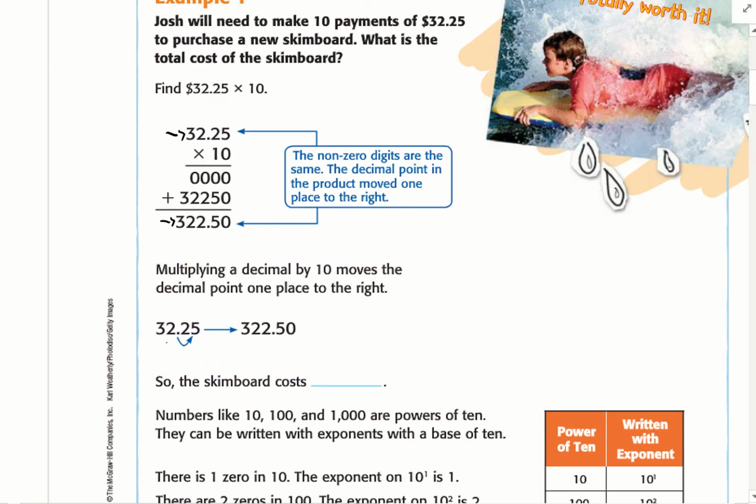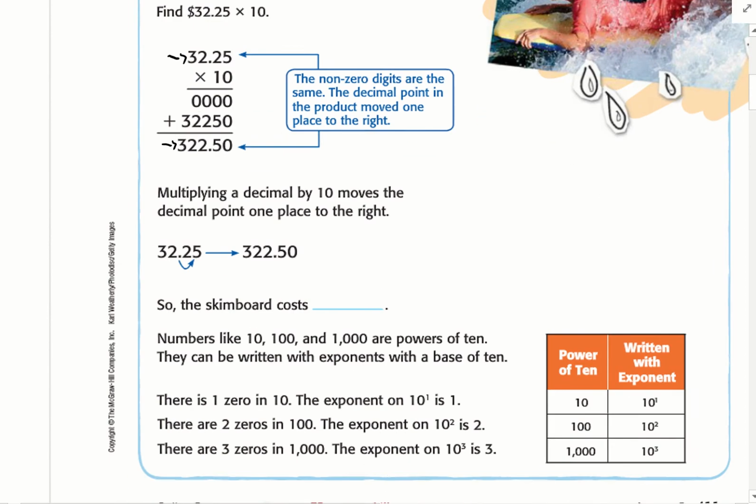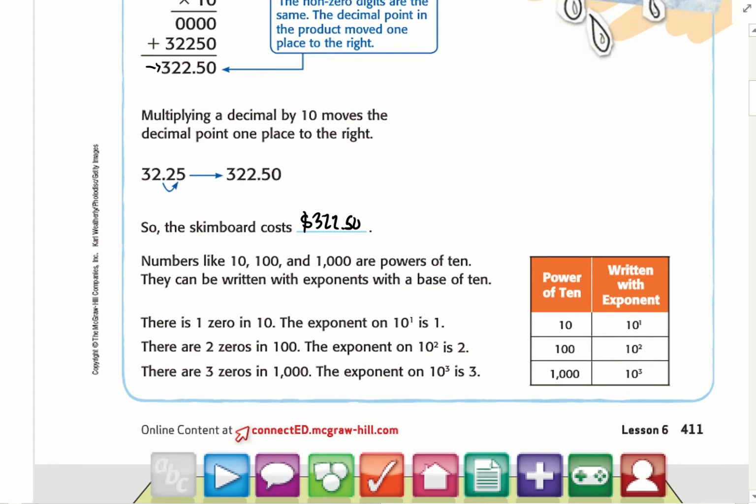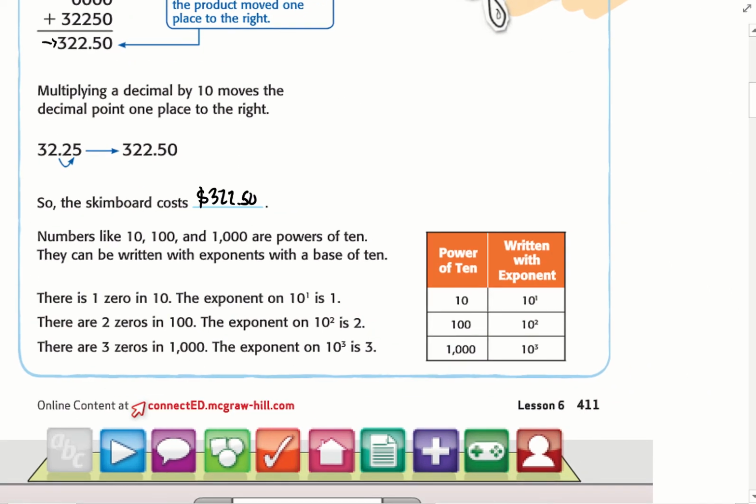So if you look here, $32.25 turned into $322.50. So the skimboard cost $322.50. So numbers like 10, 100, and 1,000 are powers of 10. They can be written with exponents of base 10. So 10 to the first power is 10, 10 to the second power is 100, 10 to the third power is 1,000.